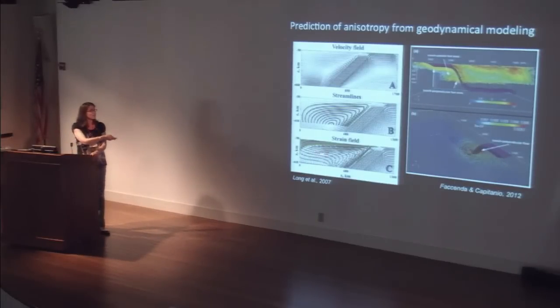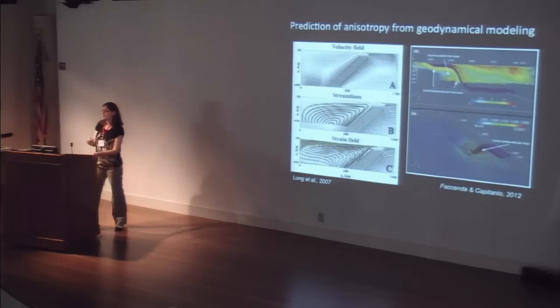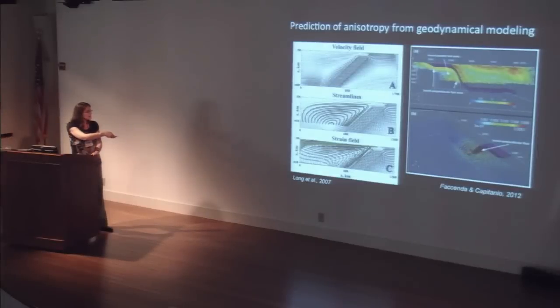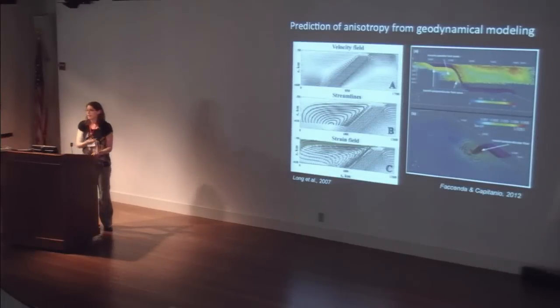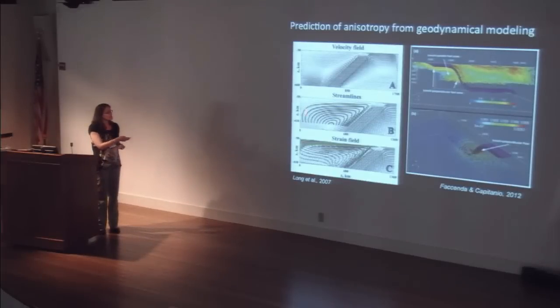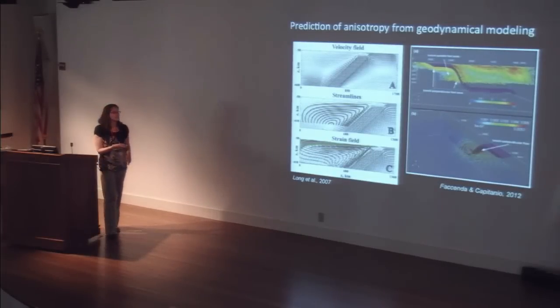This is a very simple model where you have just two-dimensional corner flow and a kinematically defined slab over here. You're looking at the velocity field in the wedge, so you have 2D corner flow here. You can trace streamlines through this velocity field, and then calculate how the finite strain ellipse evolves along each of these streamlines, and get a strain field. Then you make some assumptions about olivine LPO, and make predictions about what you would see in the seismic anisotropy. So this is the very simple 2D version of a geodynamical model.